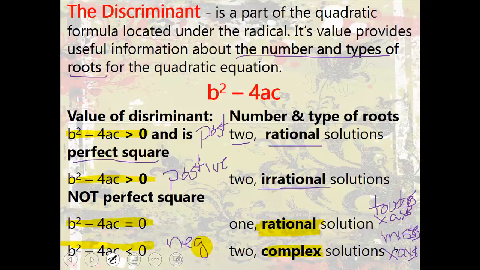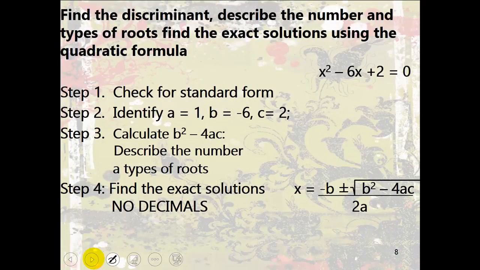So we can have several scenarios. It can be a positive number, it can be equal to 0, and it can be a negative number. If it's positive and perfect, it's rational. If it's positive and not perfect, it's irrational. If it's equal to 0, then it's one rational solution, and if it's less than 0, it's two complex solutions. Complex numbers always come in pairs.